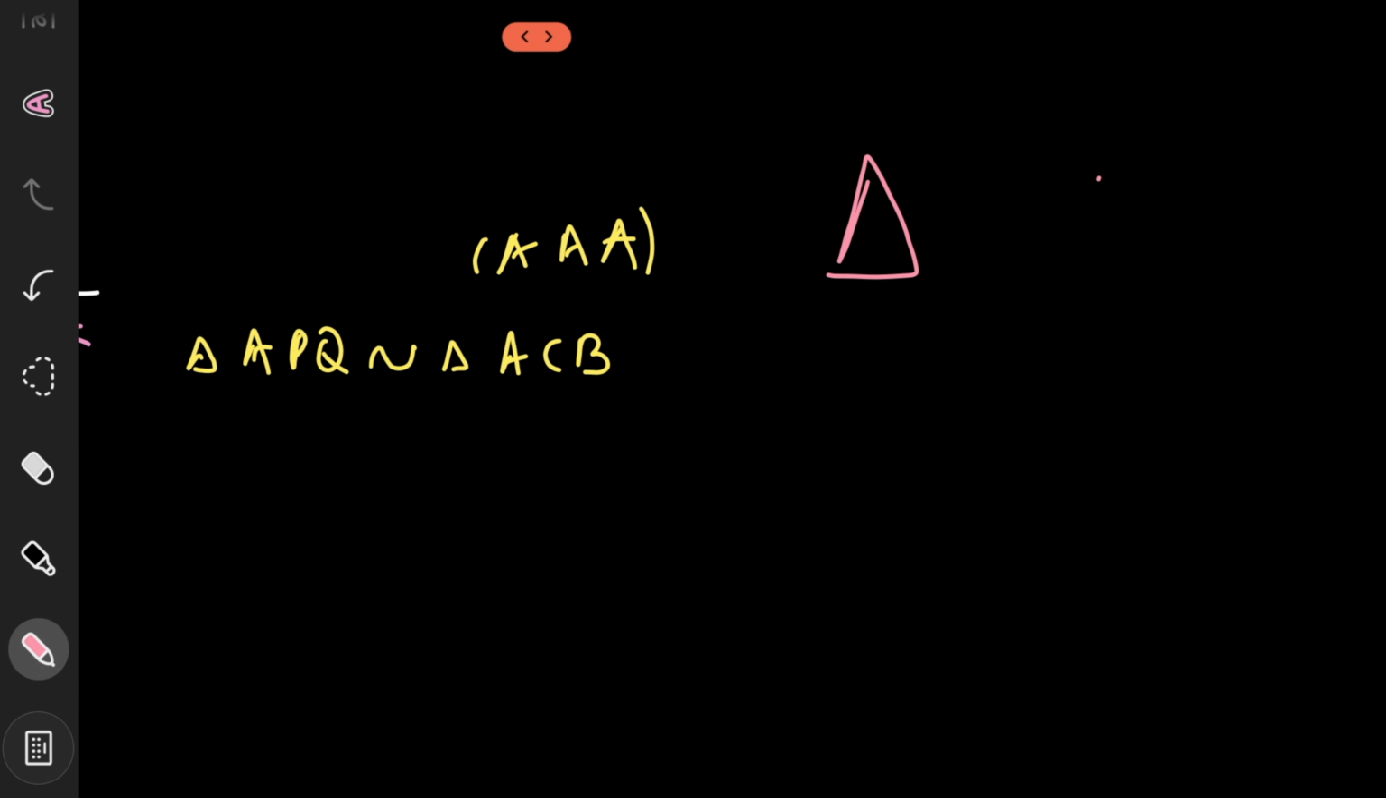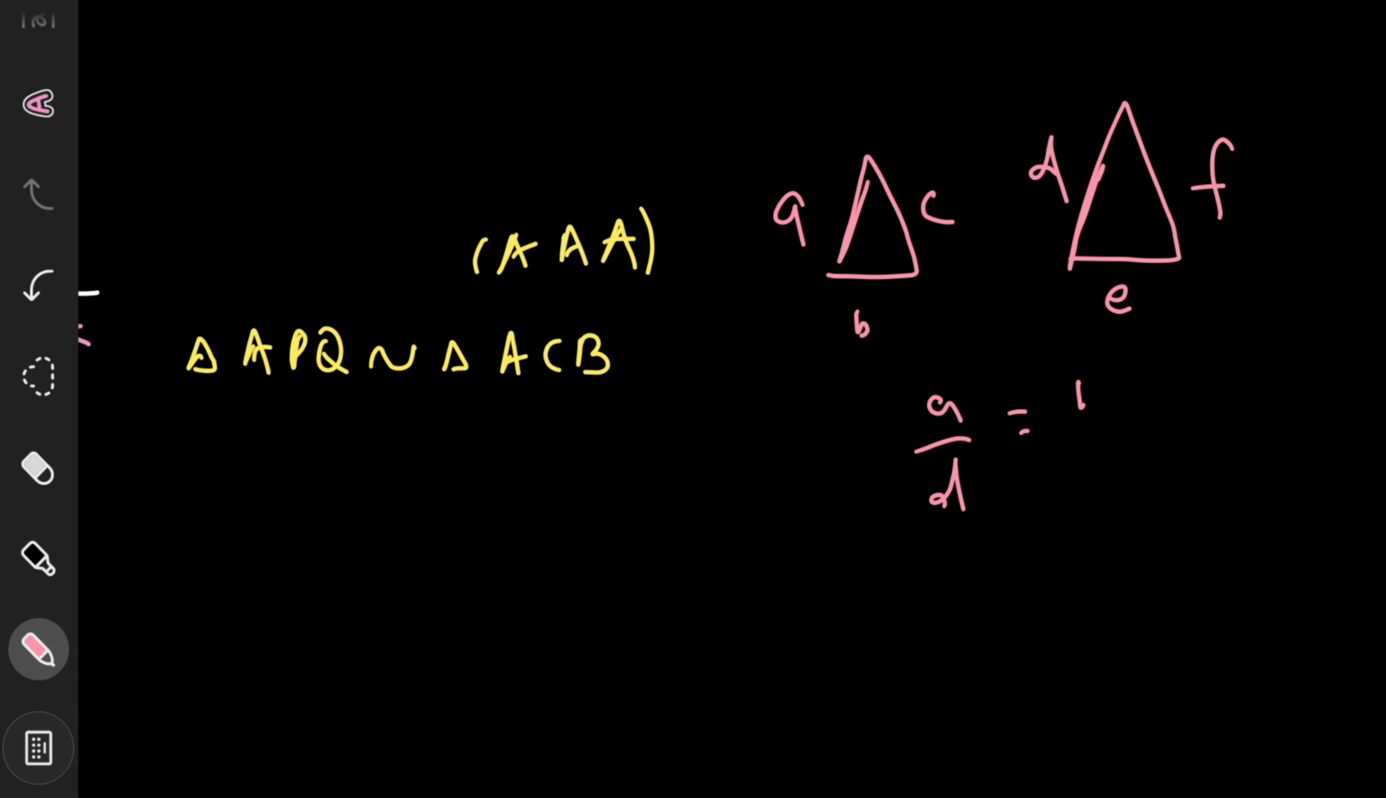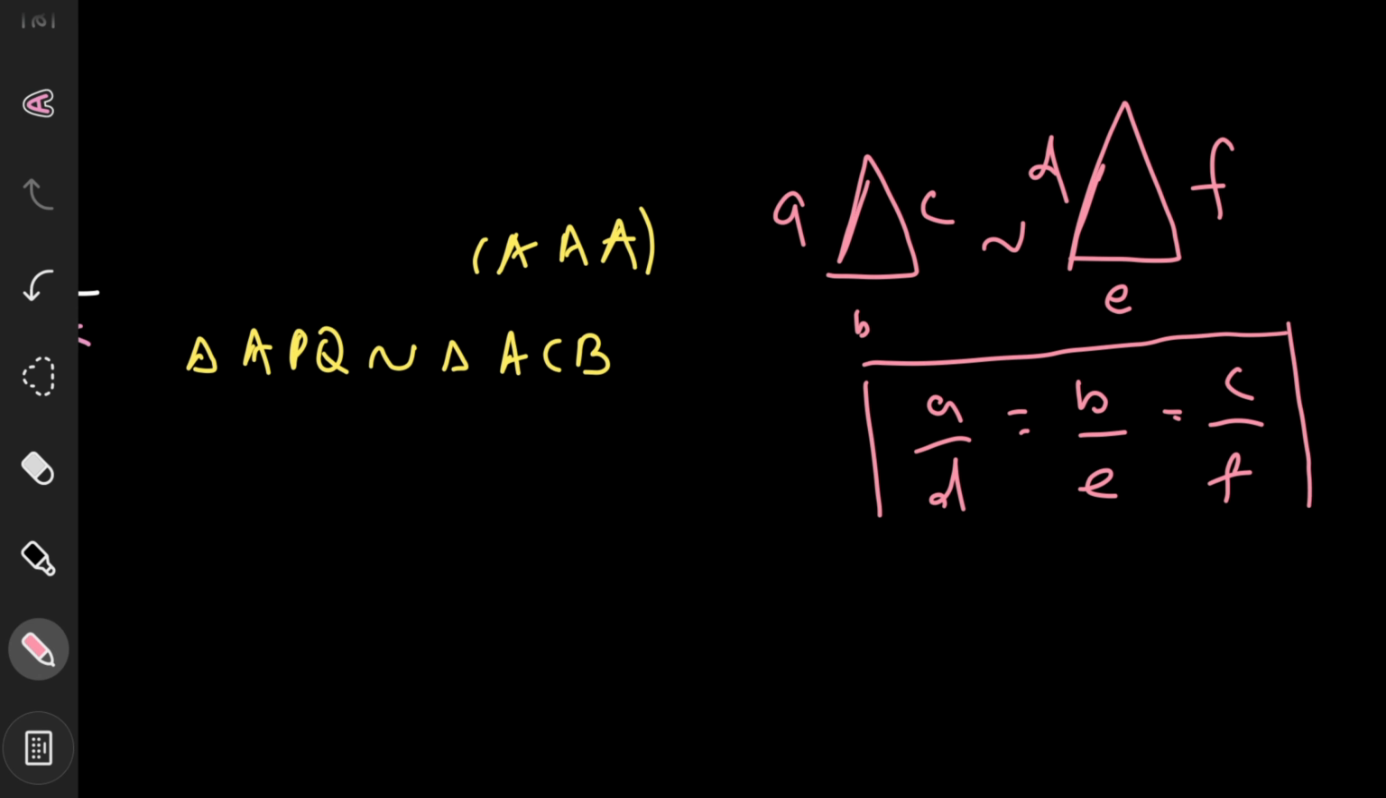Suppose you have two triangles that are similar to each other and the sides are A, B, C and D, E, F. When they are similar, A upon D equals B upon E equals C upon F. Because these two triangles are similar, these sides are in ratio, this is the given data.